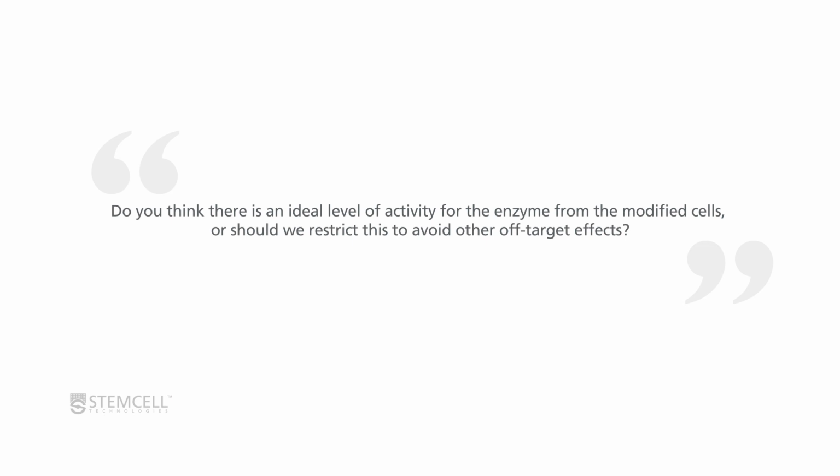So for the example that I showed you with this enzyme hyaluronidase, we knew that high levels were okay because people had overexpressed it hugely in mouse cells, and there were no problems with engraftment and differentiation. There are other enzymes where you probably want to restrict the activity. So as I showed you, using different promoters allows you to play with that a little bit.